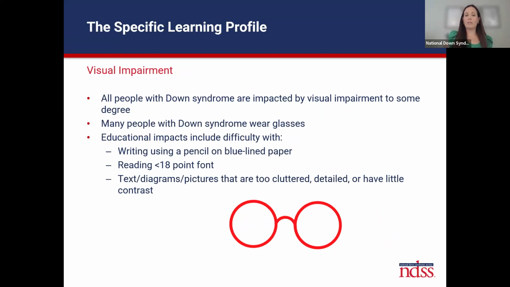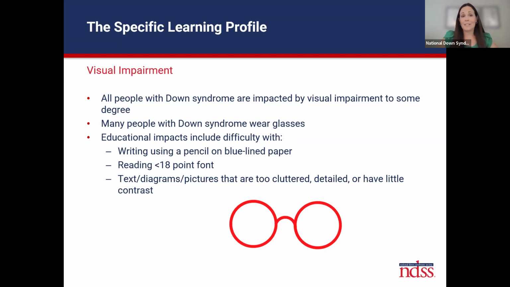So pretty much all people with Down syndrome are impacted by some visual impairment to a degree. Not everybody with Down syndrome wears glasses, but a lot of individuals with Down syndrome do wear glasses, and they do so from an early age. It is common, because of low muscle tone, for people with Down syndrome to have strabismus, which is commonly a lazy eye. And so that sometimes has to be corrected by surgery, but often glasses are able to fix that. And many people with Down syndrome wear glasses from a young age and through their life.